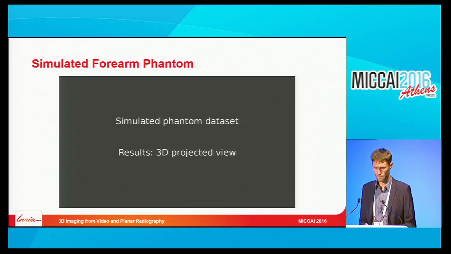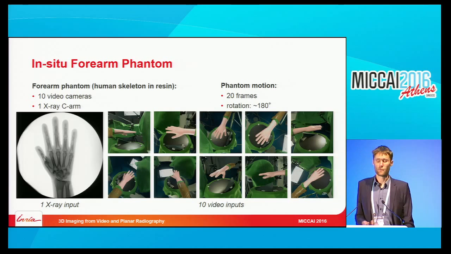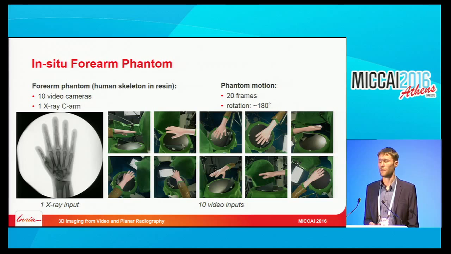Then we put the actual forearm phantom, the one we scanned before, into the actual platform. And same thing again, we have 10 video cameras, one X-ray C-arm. And this time we use only 20 frames. Again, we move it by hand, so it's nothing really precise, around 180 degrees, but just by hand. We run our process again.